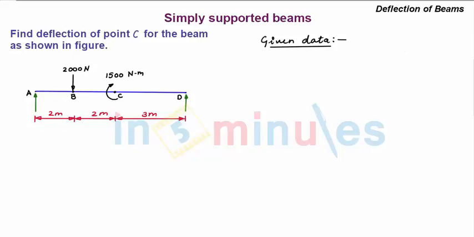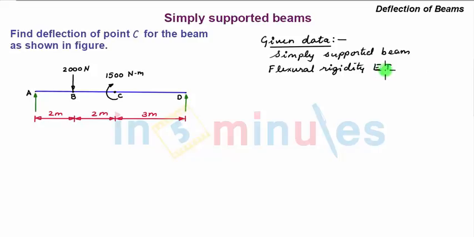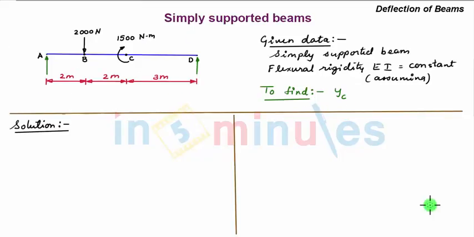So first note down all the given data. We have a simply supported beam and the value of flexural rigidity EI is not given, so we will assume it to be constant and we will try to determine the parameter in terms of EI. In the problem we have been asked to find the deflection at point C, that is Y at C. So let's solve the problem. We start with the solution.